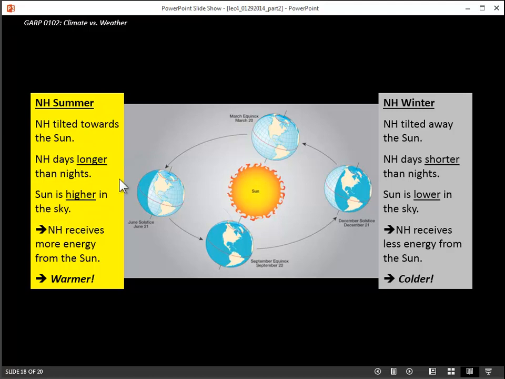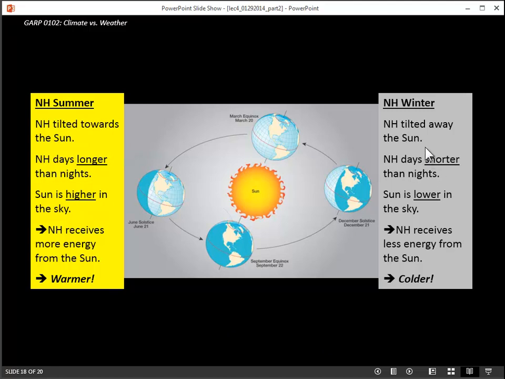Therefore the days are longer than the nights. And we know that, right? During the summer we have nice 13, 14, 15 hour long days and short nights. The sun is also very high in the sky. We'll talk about that a little bit more. Therefore, the northern hemisphere receives more energy from the sun and it's warmer. We have summer.